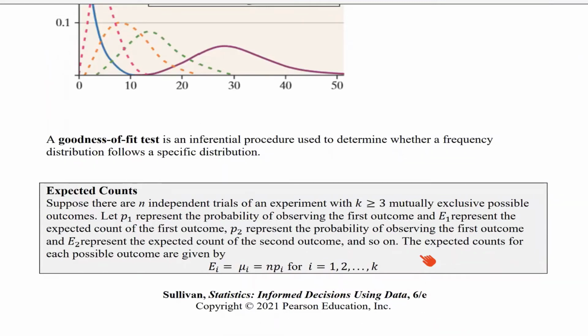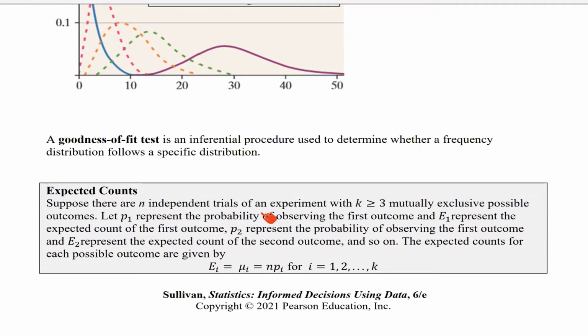So a goodness of fit test is going to be an inferential procedure that's used to determine whether or not a certain frequency distribution follows a specific distribution. What we're going to be doing is comparing what we expect under the assumption the data follows some specified distribution to what we actually observe. And so we have to learn how to get these expected counts.